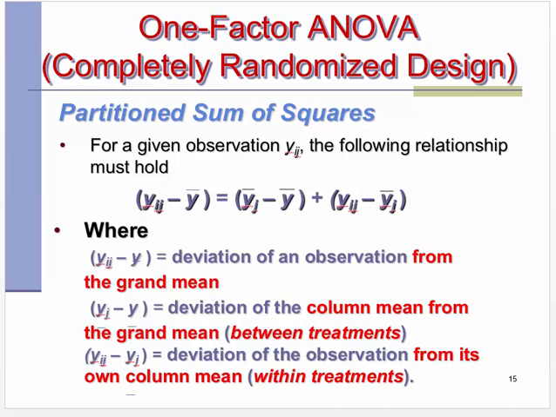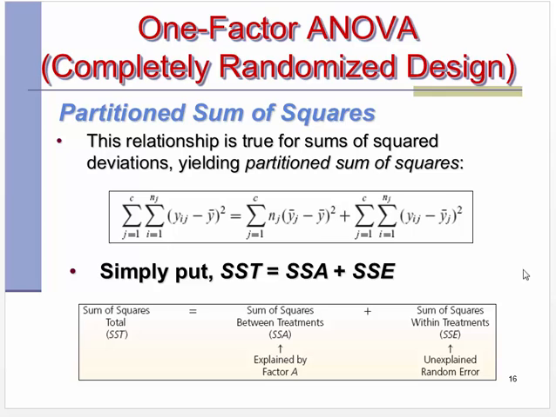Now why are we doing that? We're doing that because this relationship also holds true for sum of squared deviations, yielding the partitioned sum of squares. The sum of squares of yij minus y bar, squared, can also be written in two parts. This part here is between groups, and this part here is within treatment groups.